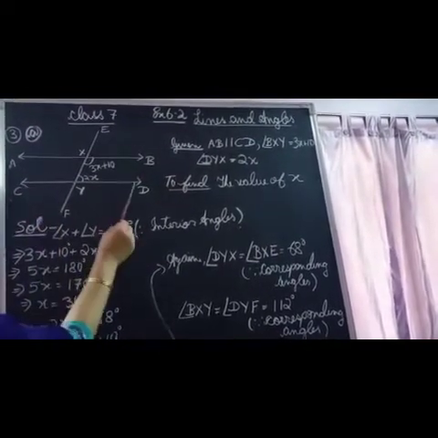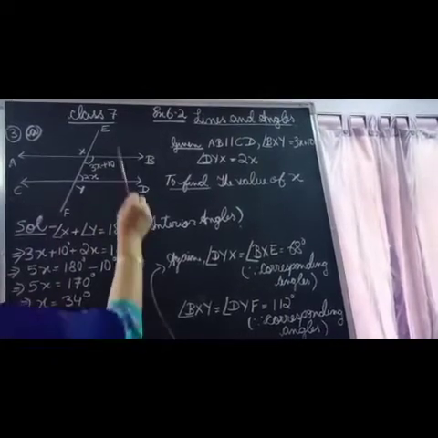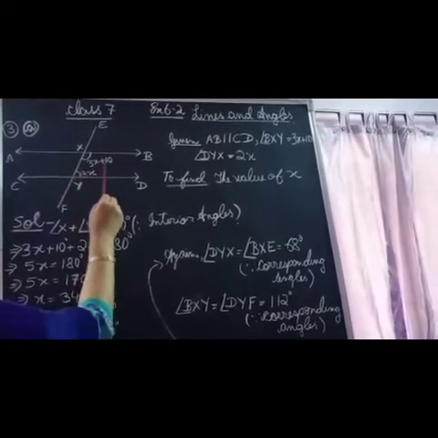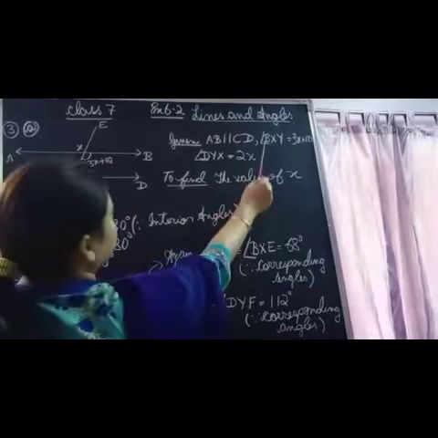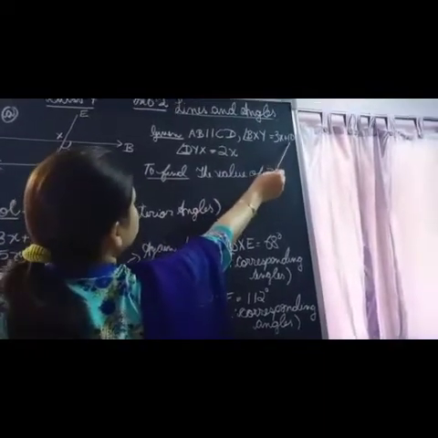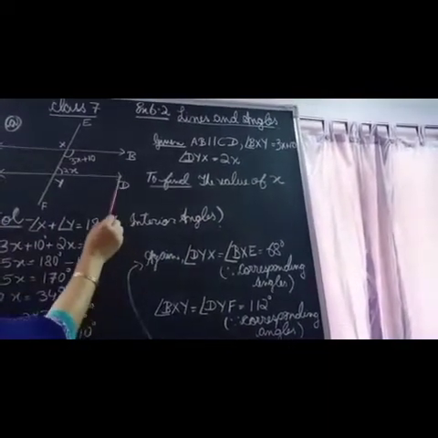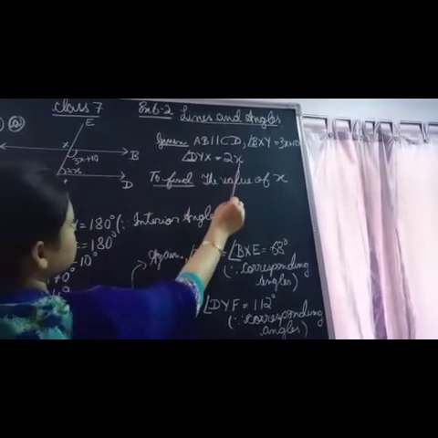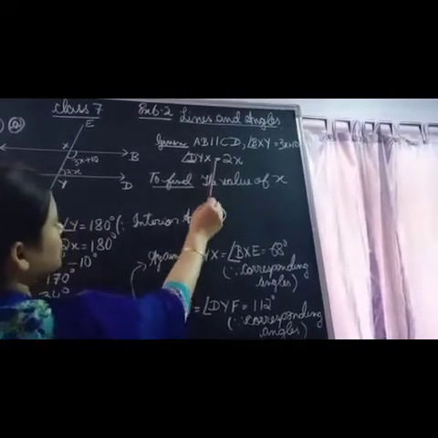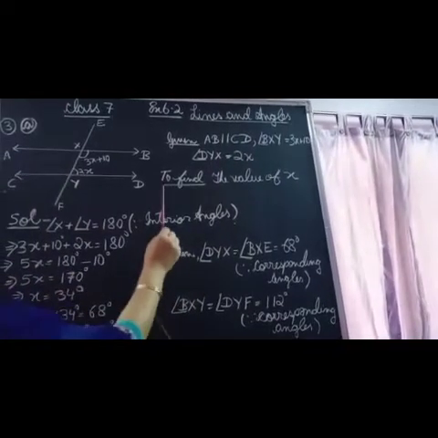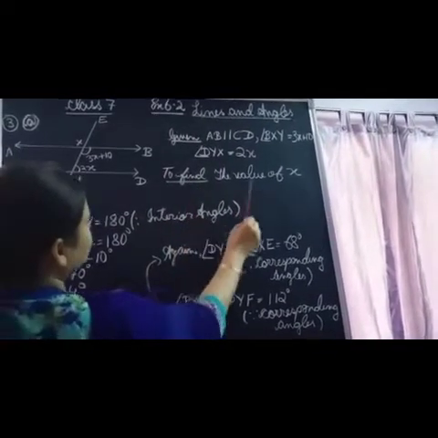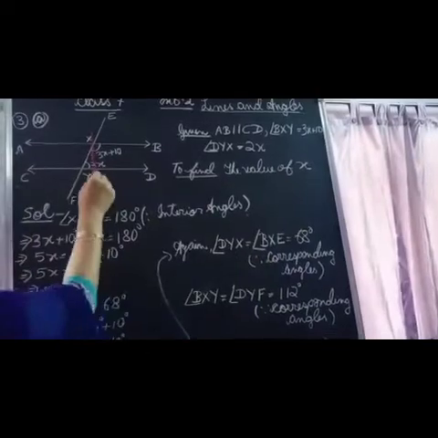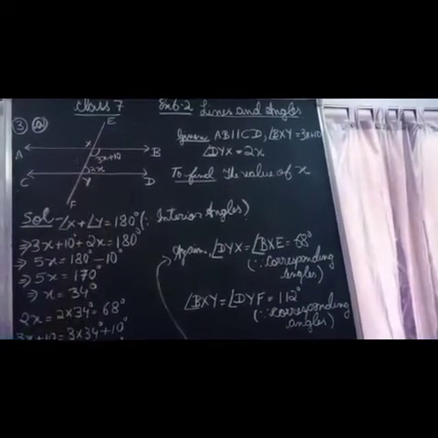AB is parallel to CD. Angle BXY is equal to 3x plus 10. Angle DYX is equal to 2x. So this is also given. So I have written here in this section. Now what are we asked to find out? We are asked to find out the value of x and also the measurement of all the remaining angles.